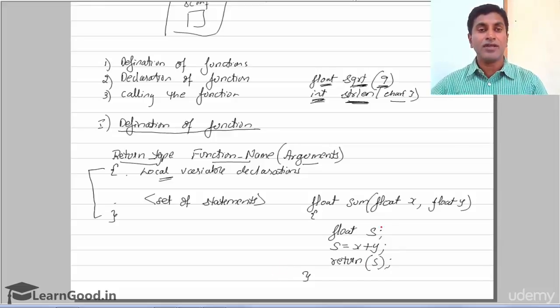This is how your function definition looks. You have the function name sum. It takes two arguments, x and y. Naturally, since the return s is of type float, the return type should be float. This is a local variable and these are the set of statements. This is the definition of a function.